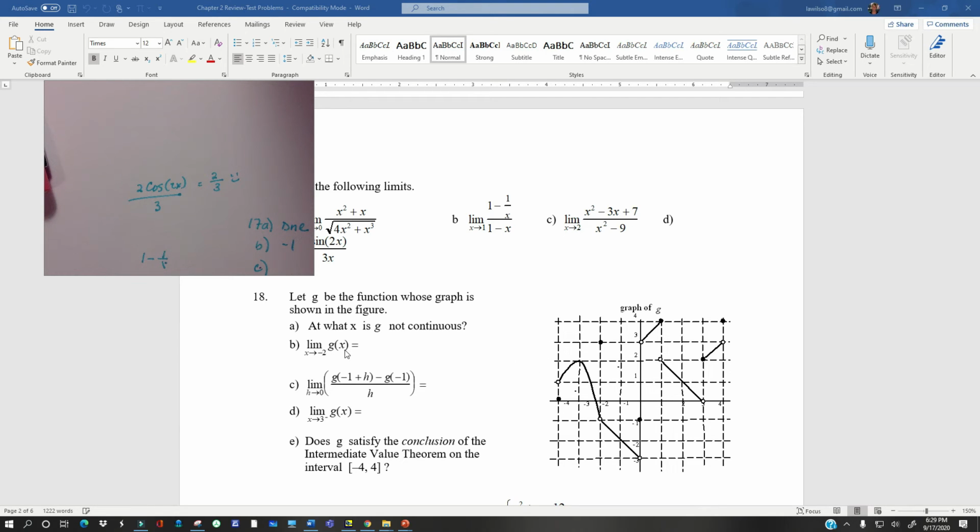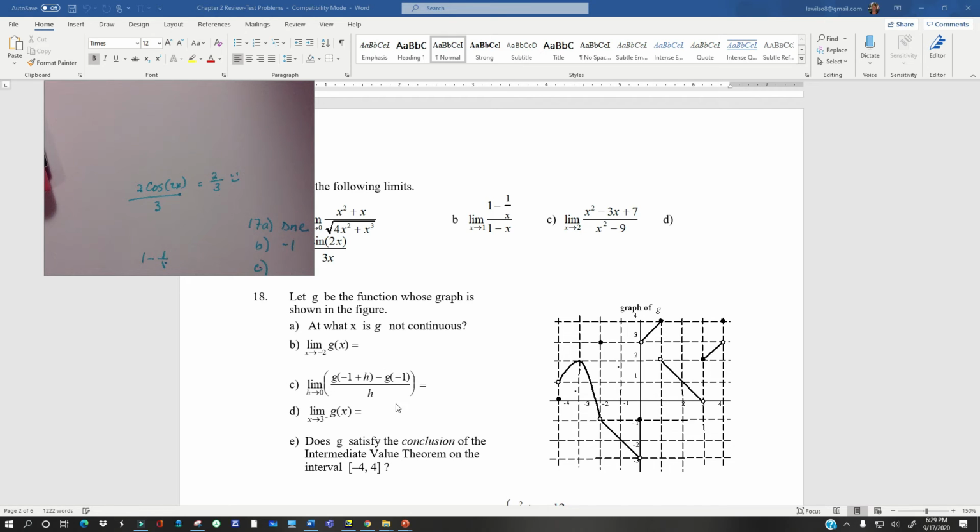In part B, they want the limit as x approaches -2. Well, we already said that. If we come in from the left, the height is -1. If we come in from the right, the height is -1. So the limit as x approaches -2 of this function g is -1.